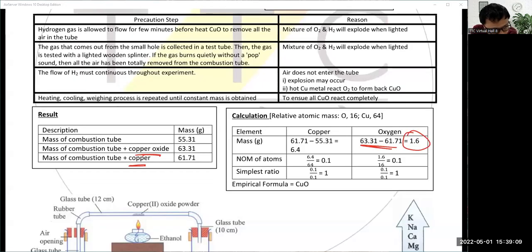Then you take the mass of copper minus the mass of the combustion unit, and you're able to get the mass of copper. After that, you take the number of moles equals mass over molar mass, and you get the number of moles of the copper and oxygen. From there, you will see the ratio is 1:1. So the empirical formula will be 1:1.